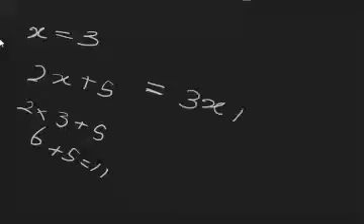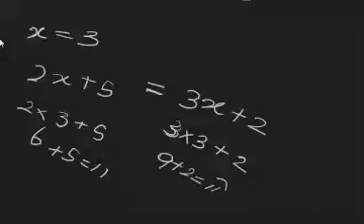Now I will substitute 3 again. Here 3 into 3 is 9, 9 plus 2 is 11. Here both sides are equal. In an equation, both sides should be equal, right? Earlier this algebraic expression was equal to a number. Here this same algebraic expression is equal to another algebraic expression, right? Here both sides are equal. So this is the second type.